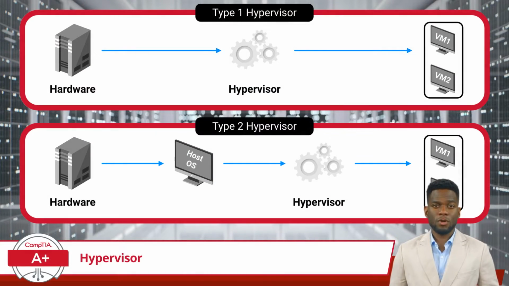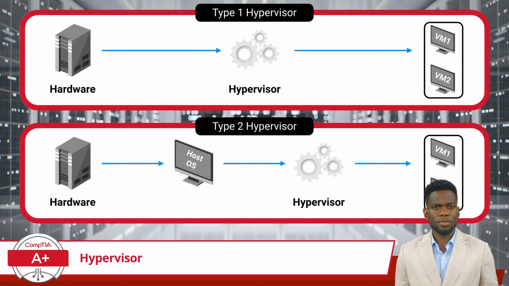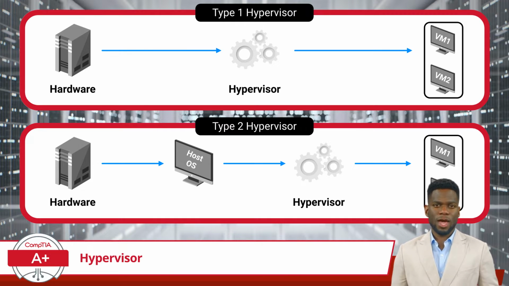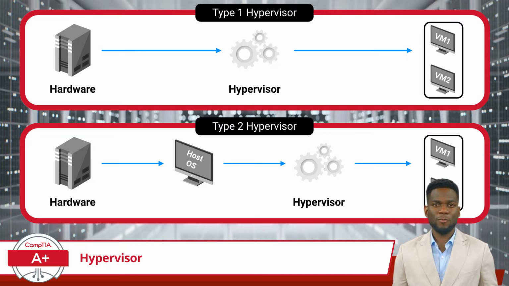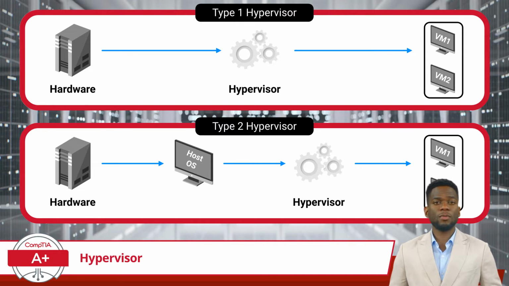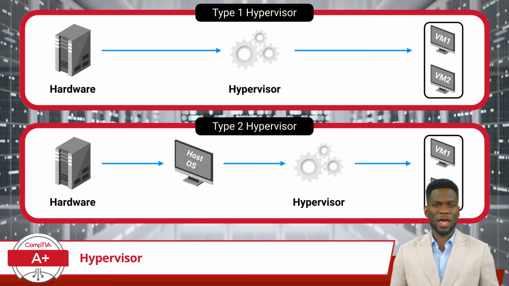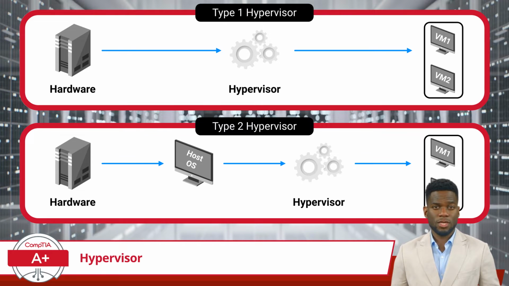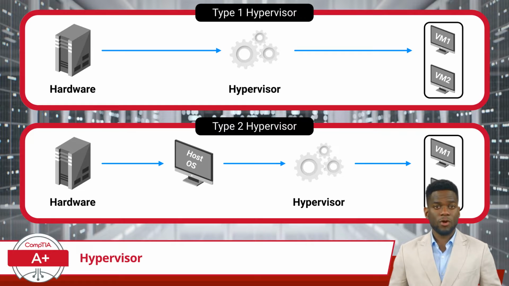Now that we have a solid definition of hypervisor, we will move on to learning about the two main types: the Type 1 hypervisor and the Type 2 hypervisor. Type 1 hypervisors, also known as bare metal hypervisors, operate directly on the host hardware without requiring an underlying operating system. They have direct access to physical resources, offering high performance and efficiency, which makes them suitable for enterprise environments and data centers where virtualizing servers is common practice.